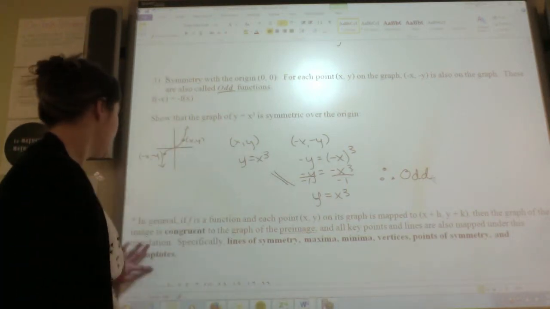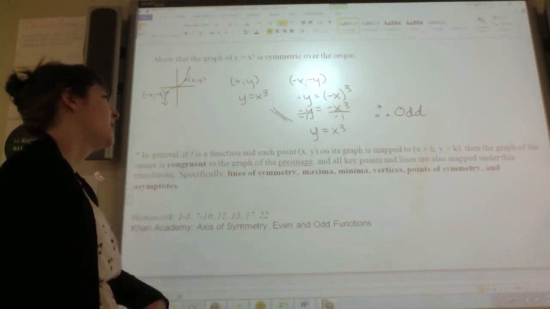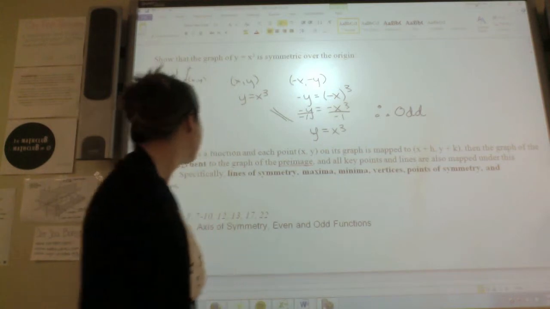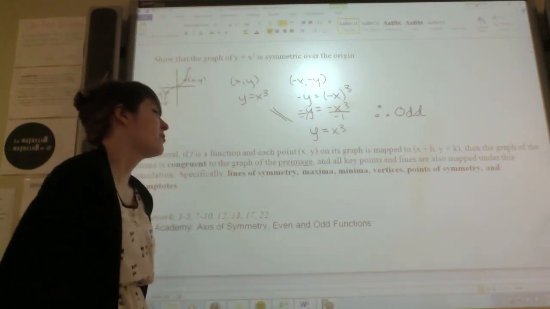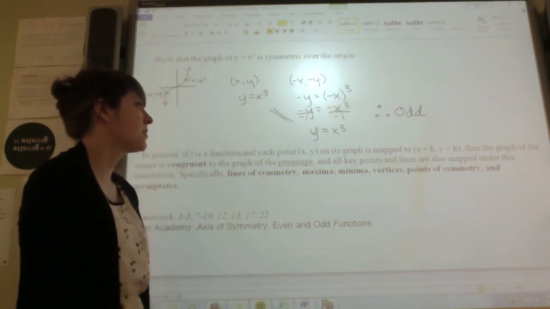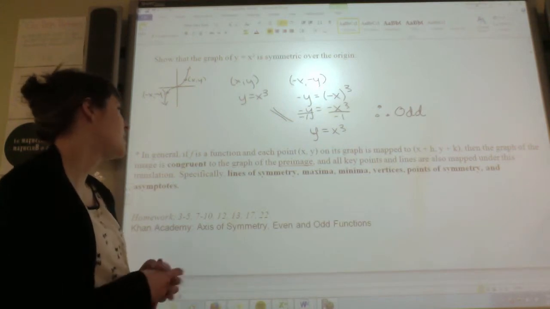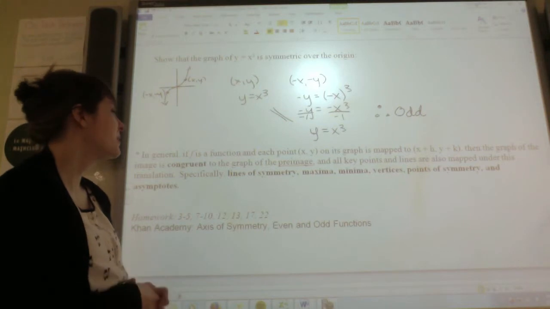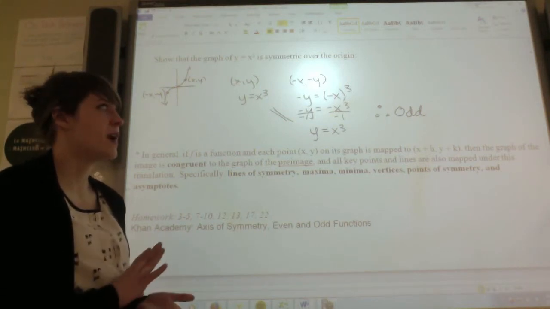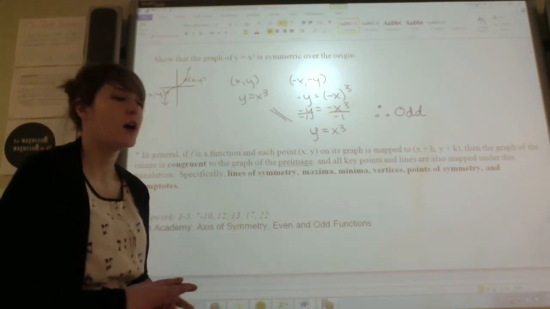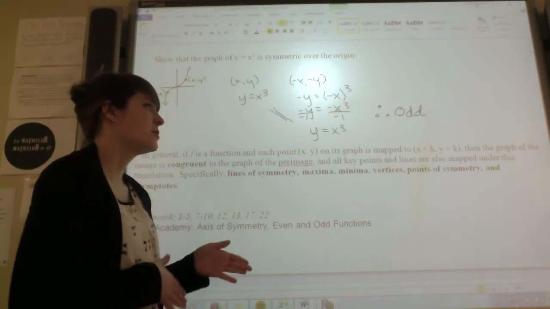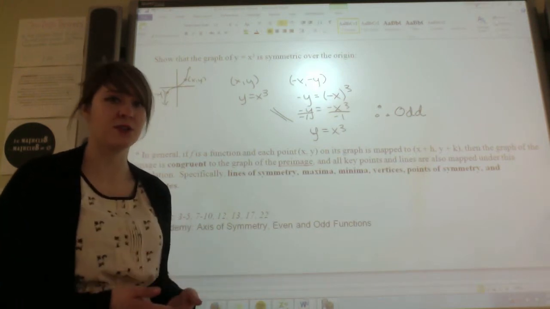All right. In general, if f is a function and each point x, y on the graph is mapped to x plus h, y plus k, then the graph of the image is congruent to the graph of the pre-image, and all key points and lines are also mapped under this translation. Specifically, lines of symmetry, maxima, minima, vertices, points of symmetry, and asymptotes are all mapped. So essentially, whenever you have some sort of translation for any of these types of functions, all the key points of that original function are mapped using the same translation.